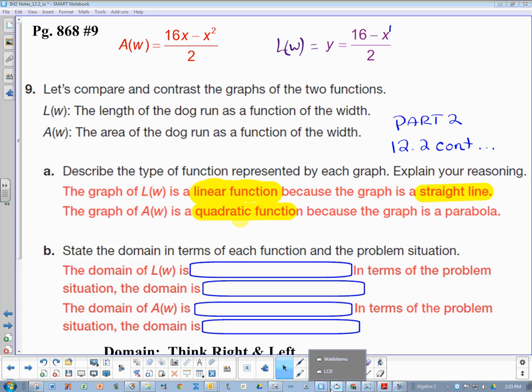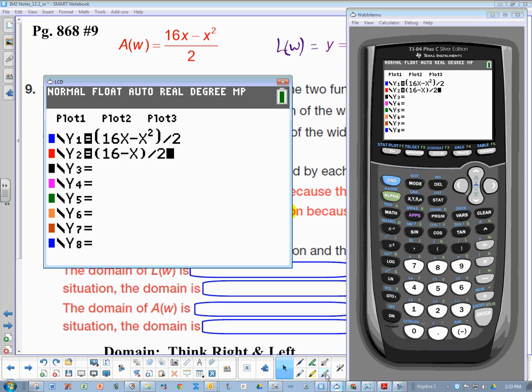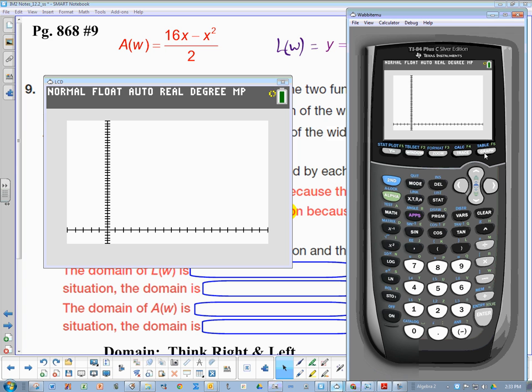All right, here's the calculator again. Now I'm going to graph both of them. All right, here's my area model, right? 2-dimensional, so it's a quadratic. Here's my linear model. That's L of W.